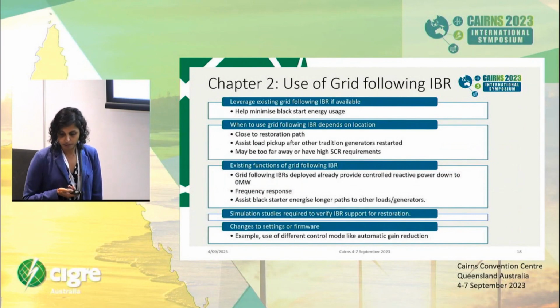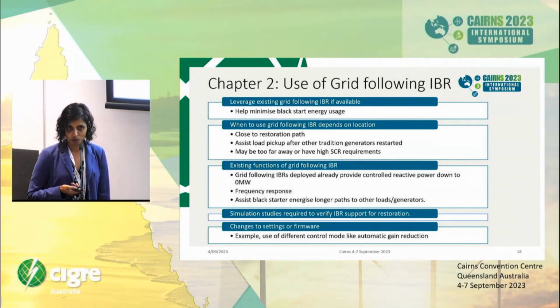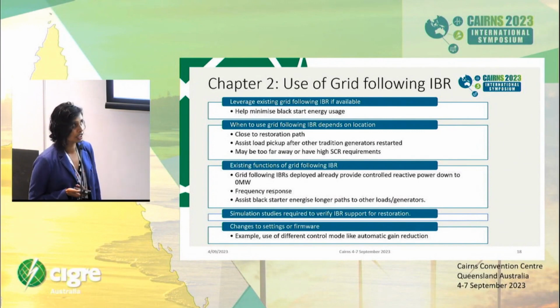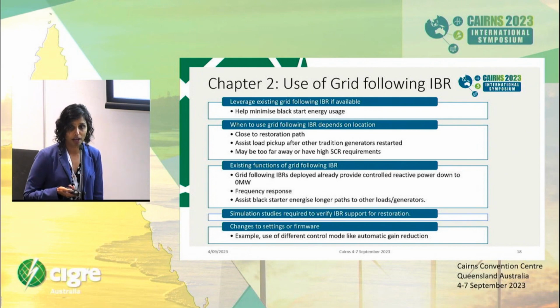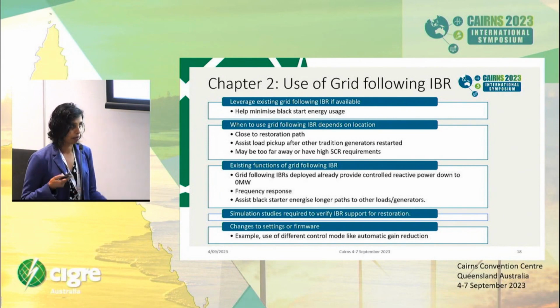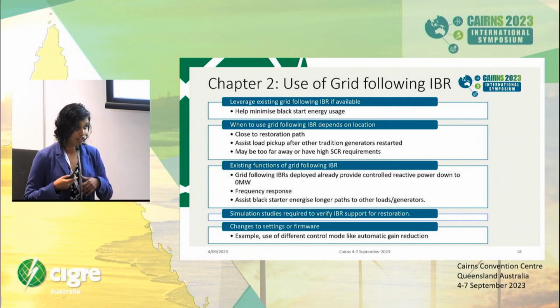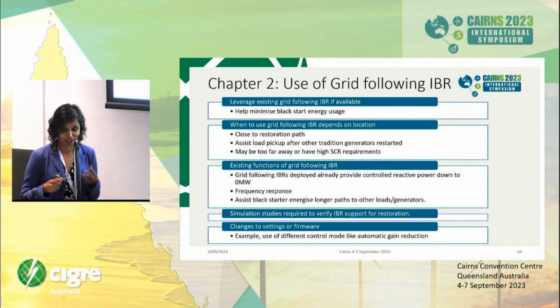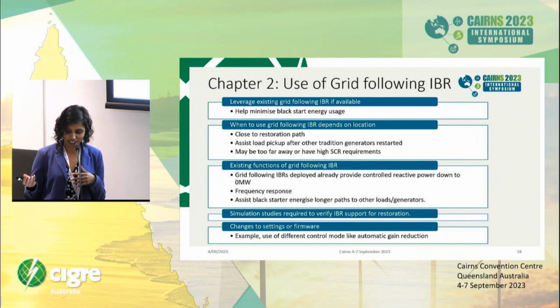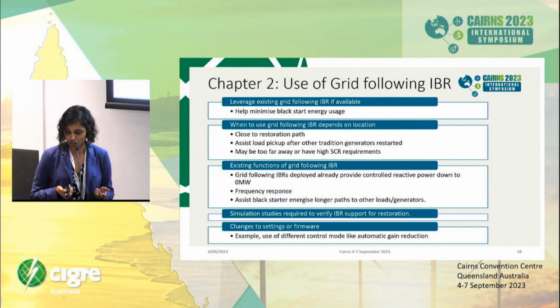Specifically for grid following IBR, the technical brochure talks about use of this technology. It would be great if we could leverage existing IBR on restart paths to help minimize the energy use of the black start source. But it's important to obviously think about when we can actually use them, because they have to be in a location that's viable, close to a restoration path. But if they are, and the energy source is available, so there's wind and solar at the time of the energization, they can assist with load pickup when other traditional generators have been restarted.